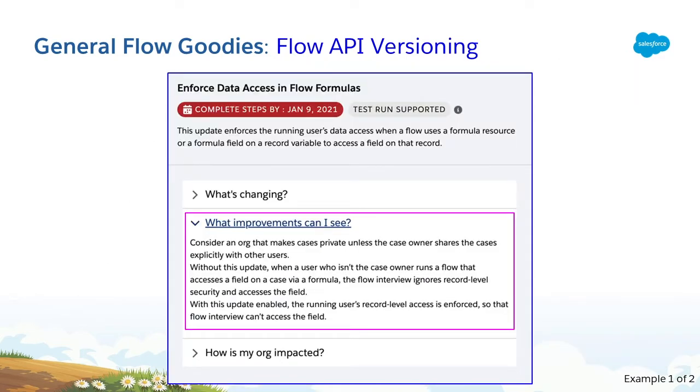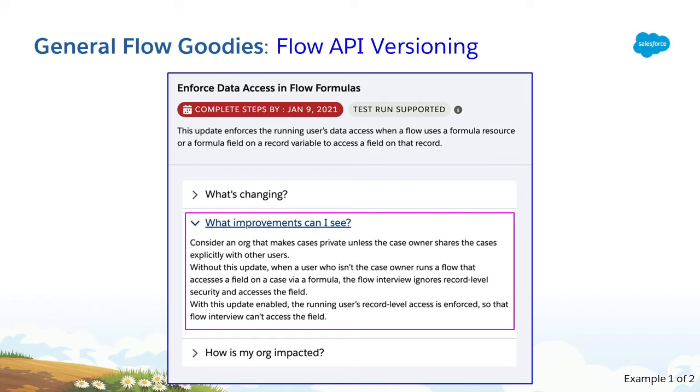Here's a critical update called Enforce Data Access in Flow Formulas. Essentially, until this critical update is enabled, Flow formulas do not respect object-level security, field-level security, or sharing rules. That is, when a flow is running, if a formula in the flow queries data about a case, such as the case's account or the case's account's owner, then object-level security, field-level security, and sharing rules are bypassed for the running user. This can result in unexpected or unintended privilege escalation, which we take very seriously.